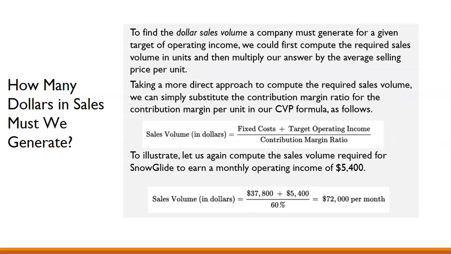Now, how many sales dollars must we generate? So to find the sales dollars, we use that same information, the fixed costs and the target operating income. Except in this case, instead of dividing by the contribution margin in dollars, we divide by the contribution margin unit percentage. So our total sales volume needs to be $72,000 per month. That is the sales volume that will give us a monthly operating income of $5,400.